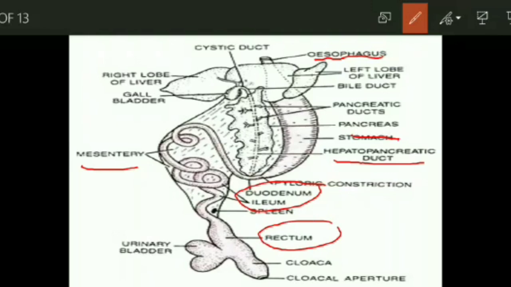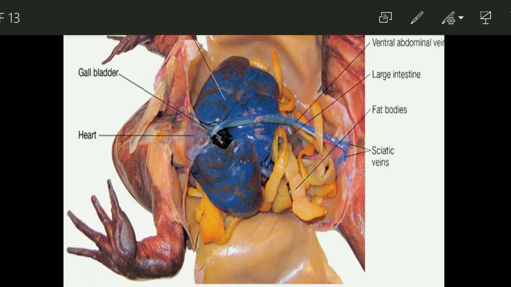The next part you can see, the posterior part, is rectum. Rectum is also called large intestine. It's a short but wide tube. It opens into cloaca, and already I told you about cloaca, it's a common opening for the digestive, urinary and reproductive systems. So this cloaca is a small chamber which is a common passage for digestive and urinogenital system, and opens to outside by cloacal aperture. Got it? So these are the parts of alimentary canal.